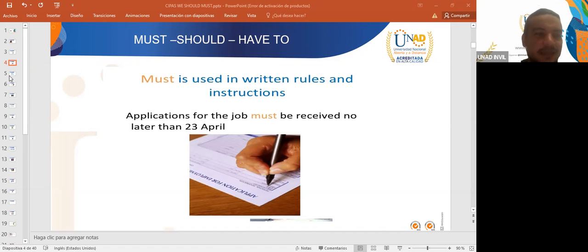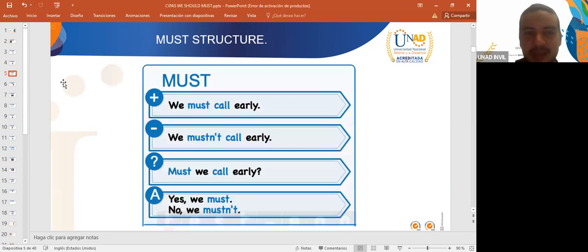So let's continue, guys. Must. Okay, let's continue with the next slide. Now we're going to see the structure if we want to make sentences using must. We have the affirmative structure, we have the negative structure, and also we have the structure in order to ask or to make questions.